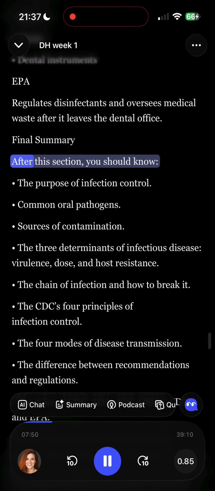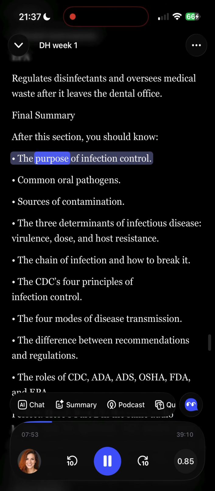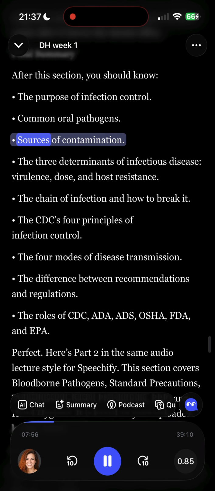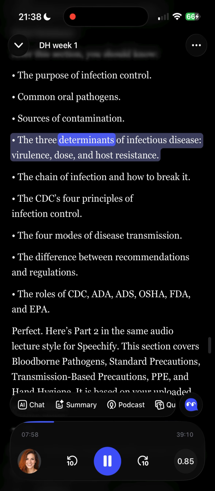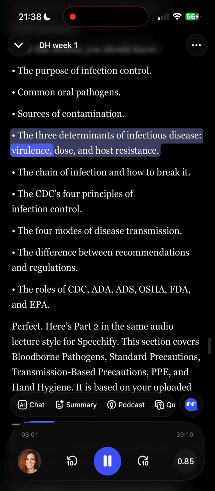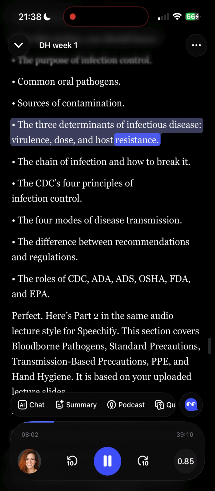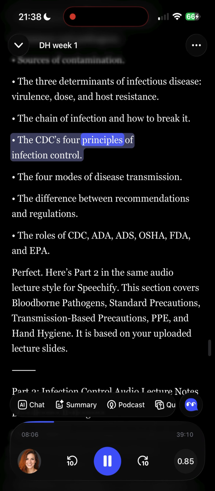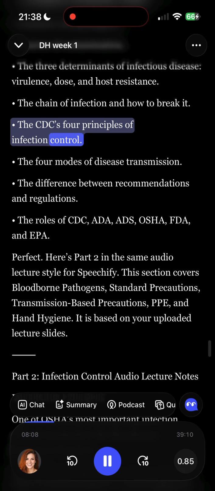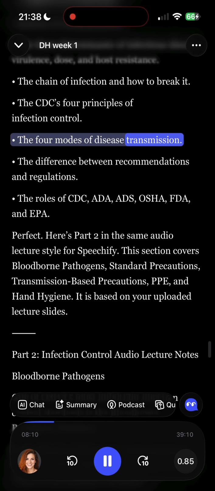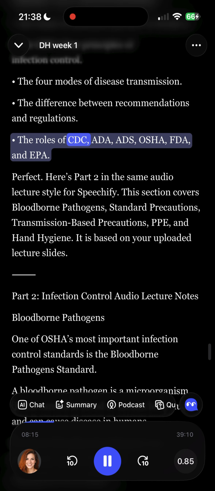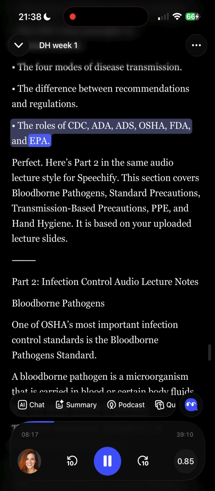Final summary. After this section, you should know the purpose of infection control, common oral pathogens, sources of contamination, the 3 determinants of infectious disease: virulence, dose, and host resistance, the chain of infection and how to break it, the CDC's 4 principles of infection control, the 4 modes of disease transmission, the difference between recommendations and regulations, the roles of CDC, ADA, ADS, OSHA, FDA, and EPA.